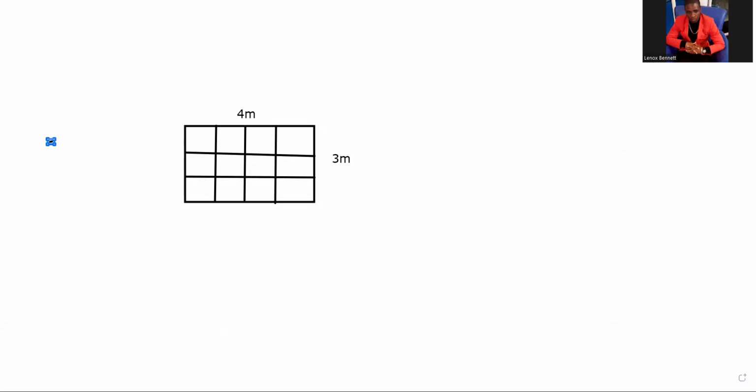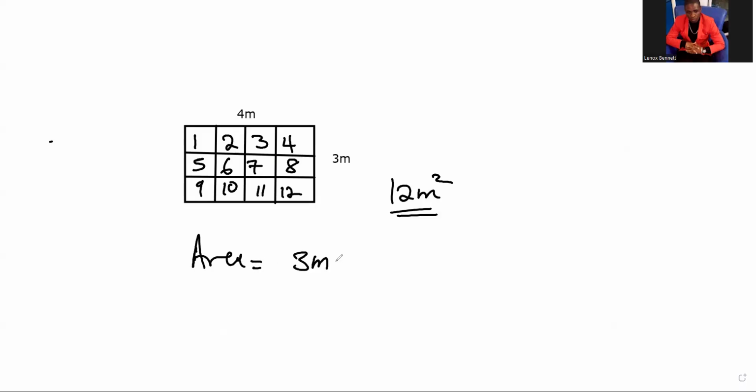So the area is the total number of squares it takes. We can count 1, 2, 3, 4, 5, 6, 7, 8, 9, 10, 11, 12. So we are saying it takes 12 square units, right? And if you want to do it the shortcut way, like you guys like, it will be 3 meters by 4 meters. So 3 times 4, that's 12. M times M, M squared. All right, so that's how we get it.